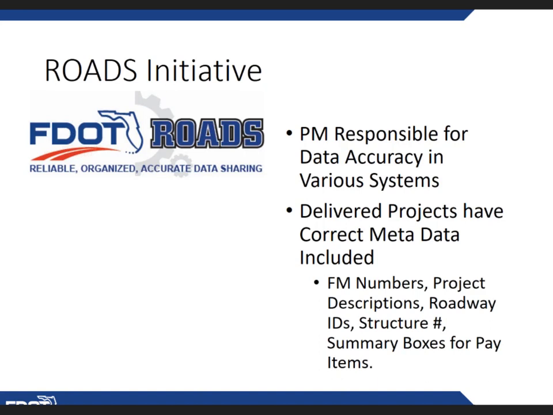Like the FM number, the first 6 digits, the phase and phase group and phase type. Are all of those correct? Delivered projects have to have all the CAD information included. You've got to have a correct FM number and project description. Roadway IDs.